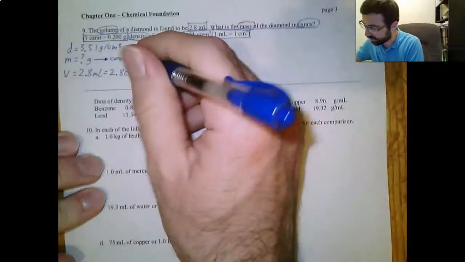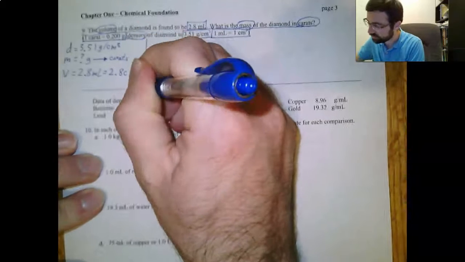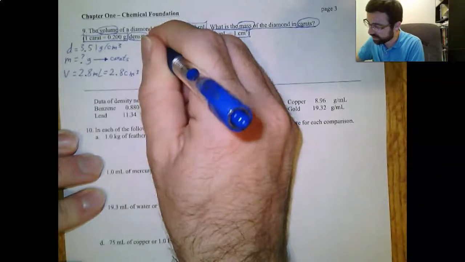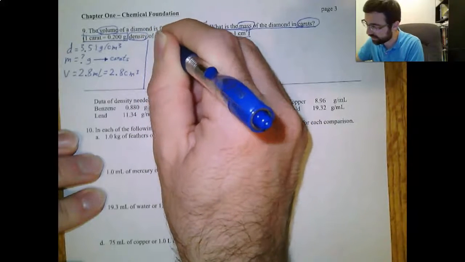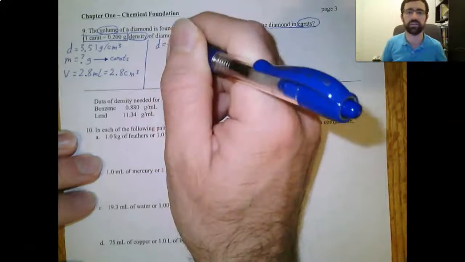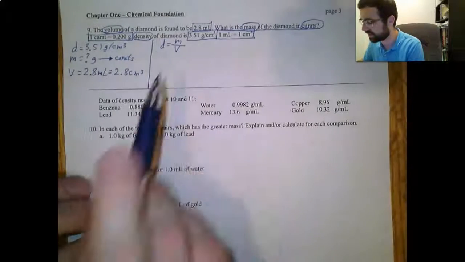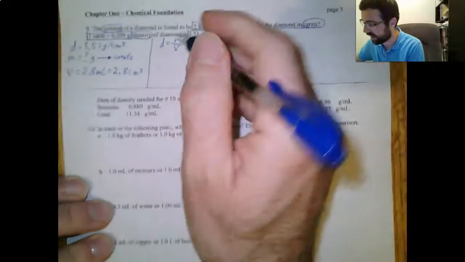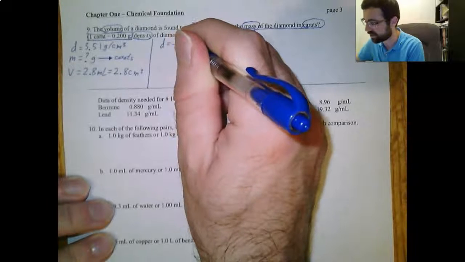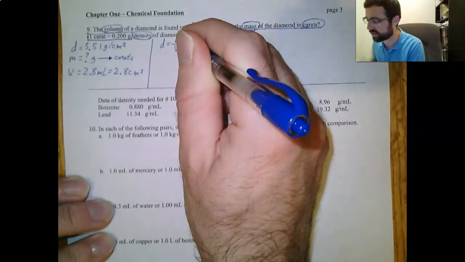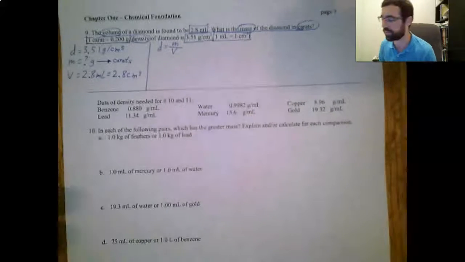We also know our formula for density. D equals M over V. If you ever forget, it's like a heart. We love density. Density is mass over volume, and it makes that heart shape. The M is the top of the heart, the V is the bottom of the heart. It's just a way of remembering it.